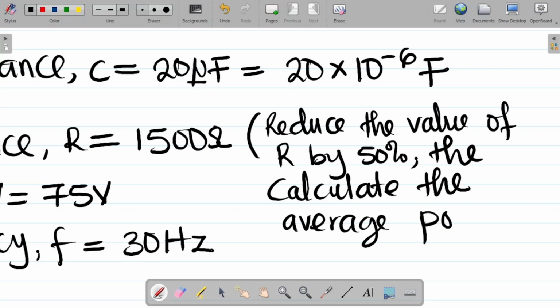So here's a tricky question for you. Your question is simple. Use all the values as the same thing here. The only task I'm giving you here is to reduce the value of R, that's 1,500, by 50%. What will your answer be? Leave your answer in the comment section. Then next up, use that new value of R to find the average power.